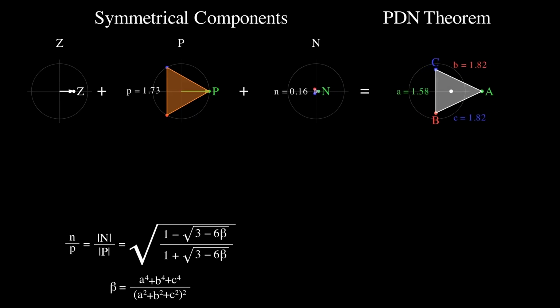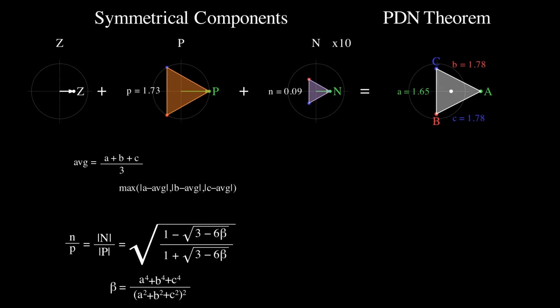Now there happens to be an amazing approximation for this complicated formula that is used in my field of power engineering. First you take the average of the sides of the A, B, and C triangle, then look at which triangle side deviates the most from the average, and divide that difference by the average. This value is typically referred to as imbalance.